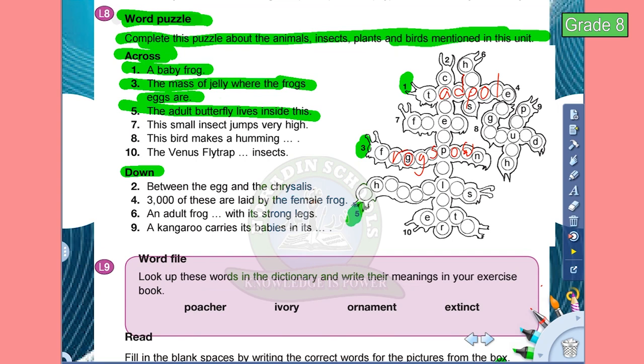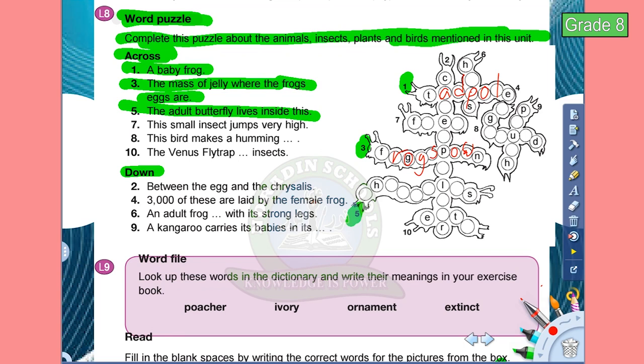And let me tell you where the adult butterfly lives in. It's chrysalis. Adult butterfly, well, I couldn't show what chrysalis is. Chrysalis, chrysalis.